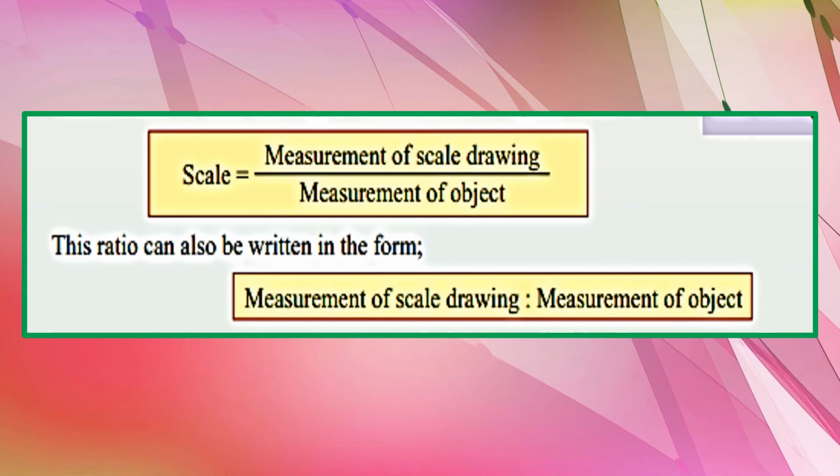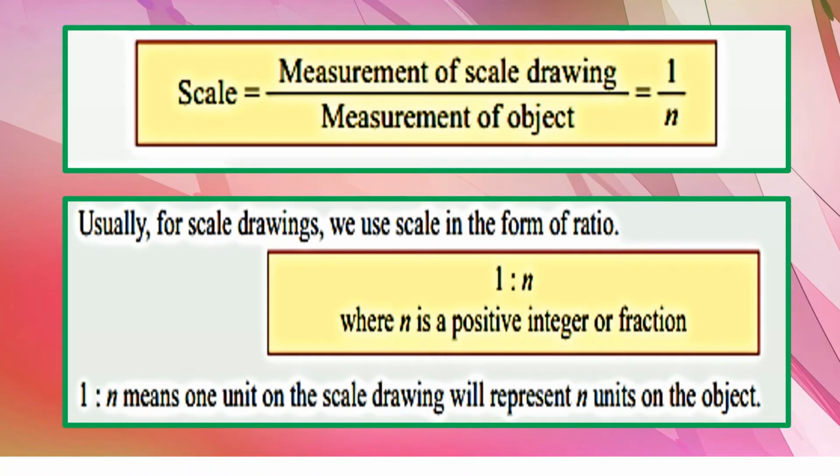So this ratio can also be written in the form of measurement of scale drawing is to measurement of object. Usually for scale drawings, we use scale in the form of ratio. So from 1 over n, we change to 1 is to n, where n is a positive integer or fraction. So 1 is to n means 1 unit on the scale drawing will represent n units on the object. You must remember that the 1 on your left refers to the drawing, while the n on your right refers to the object.